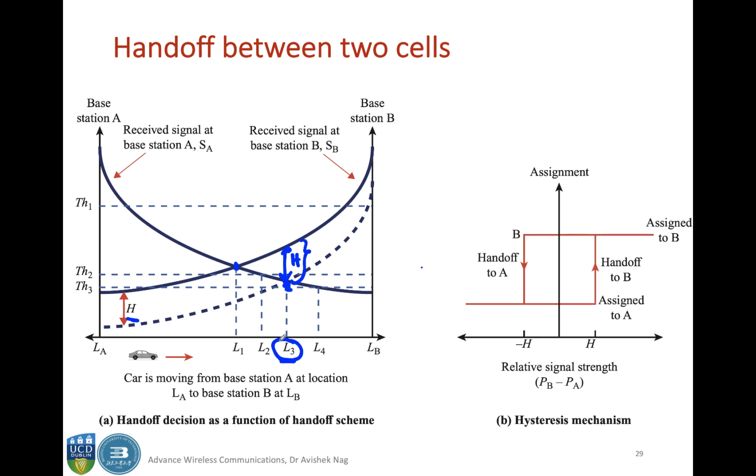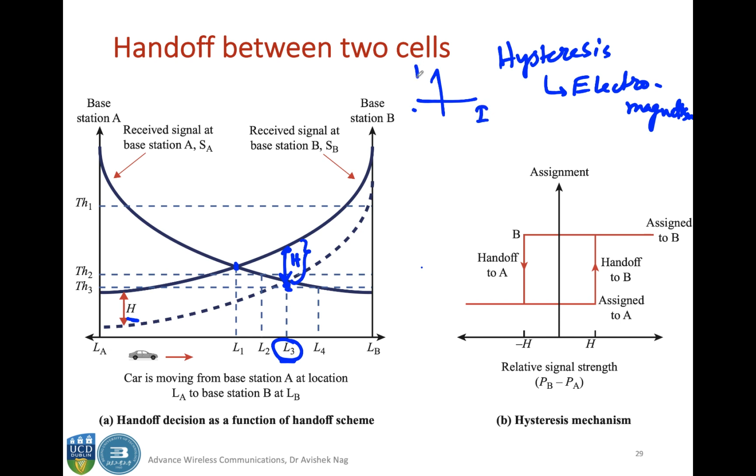So this is the hysteresis mechanism actually. You have learned about hysteresis probably in electromagnetism. In electromagnetism, when you are increasing your electric current, let's say this is your current I and this is your magnetic field, then if you increase your electric current, your magnetic field increases, but when you decrease the electric current, the decrease doesn't follow the same path. It decreases like this, and this phenomenon is called hysteresis. The same concept is applied here.